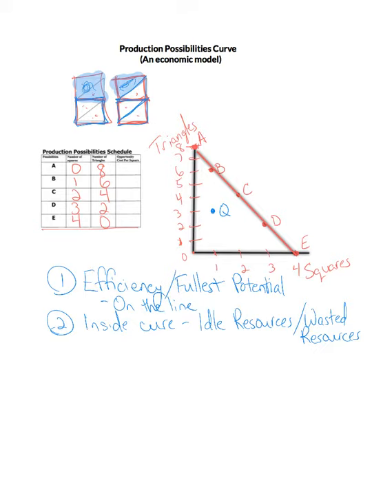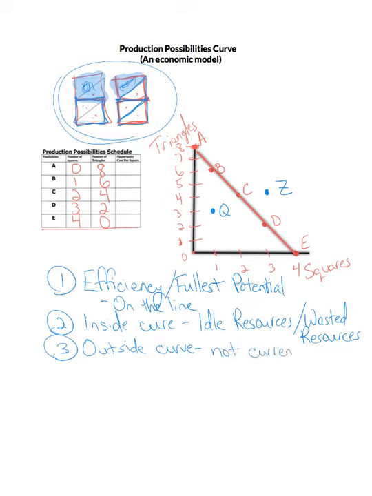Okay, so if that's the case, then could I produce this combination, having 4 triangles and 3 squares? Well, remember that red line is our fullest potential. That's based off how much paper I have, how many people I have, how many scissors I have. So point Z is not currently possible. So anything outside the curve is not currently possible without economic growth.